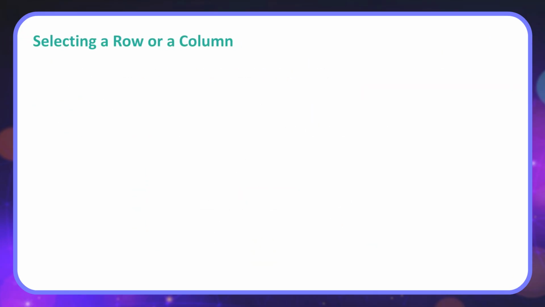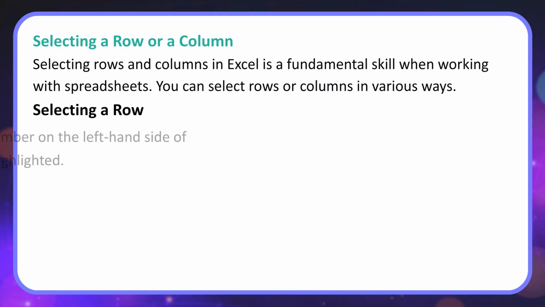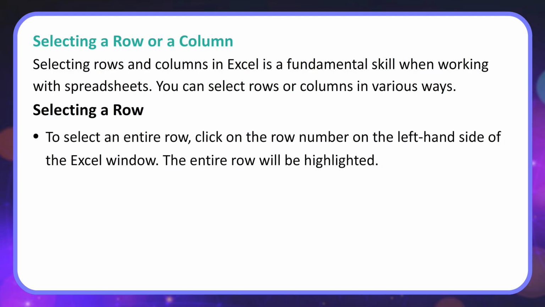Selecting a row or a column. Selecting rows and columns in Excel is a fundamental skill when working with spreadsheets. You can select rows or columns in various ways. Selecting a row. To select an entire row, click on the row number on the left-hand side of the Excel window. The entire row will be highlighted.